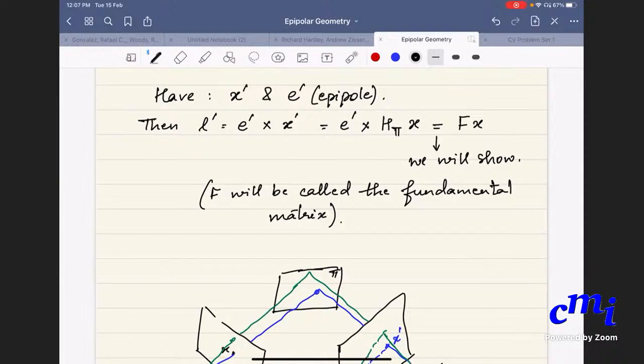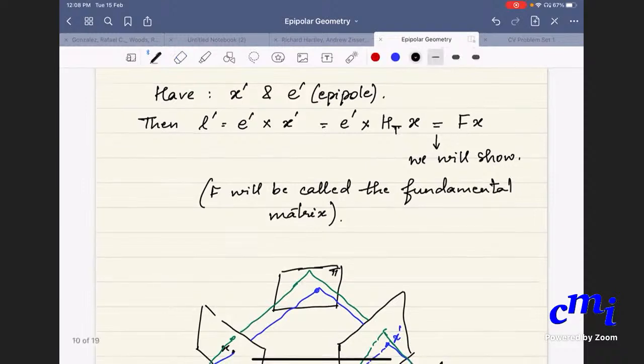Now moving on, this is E prime cross x prime, where x prime is H pi x. We will show that this cross product with E prime can actually be thought of as a matrix multiplication. I will shortly show that. So this cross product will be some matrix multiplied by this matrix H pi, and that is collected together in this matrix F, which is called the fundamental matrix. That is the geometric explanation of the whole thing, and now let's do the derivation properly.